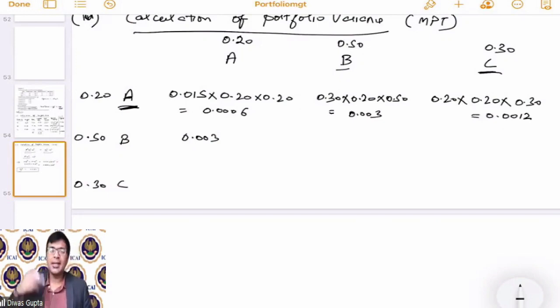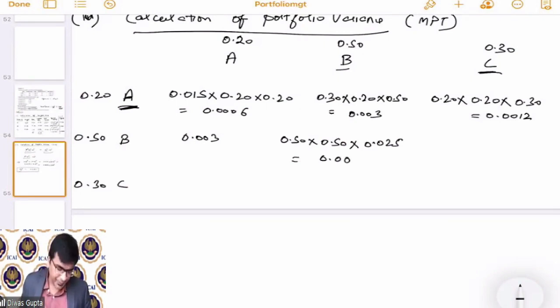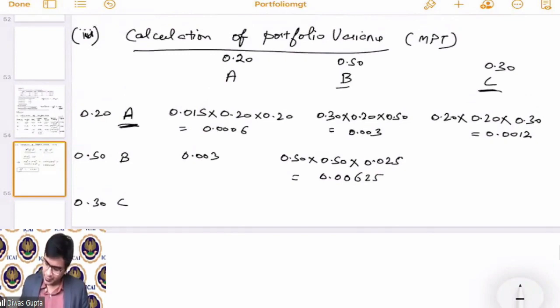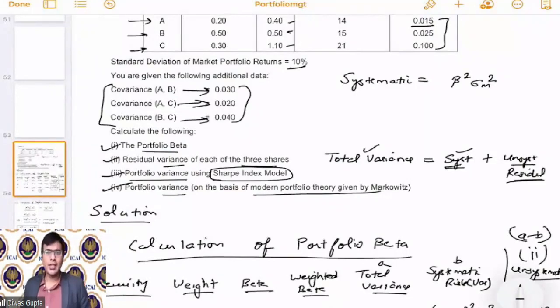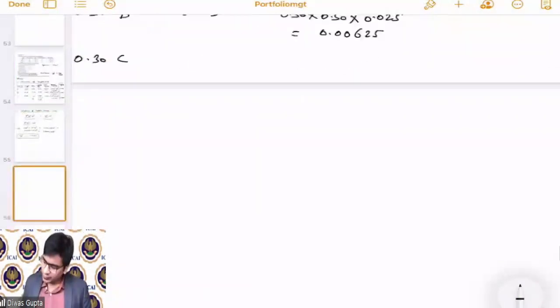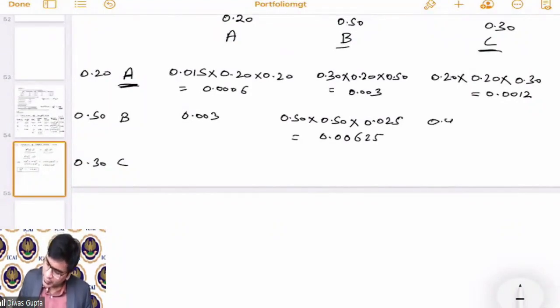now B to B is nothing but the variance of B. So 0.50 multiplied by 0.50, which are the weights, multiplied by 0.025, which is equal to 0.00625. Then comes between B and C. So covariance between B and C is how much? 0.40. Correct? So 0.40 multiplied by the weight of B, 0.50, multiplied by the weight of C, 0.30, which is 0.006.